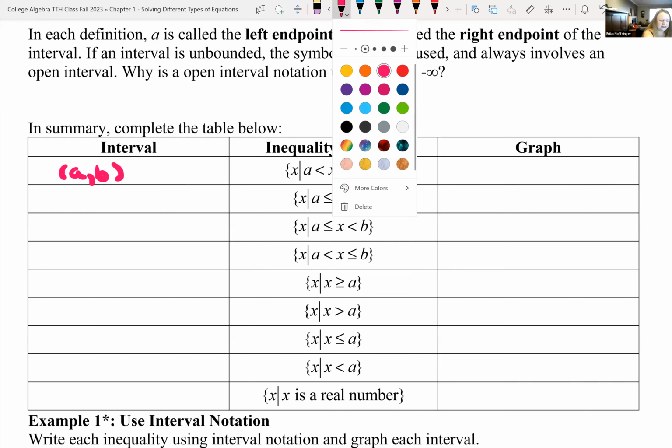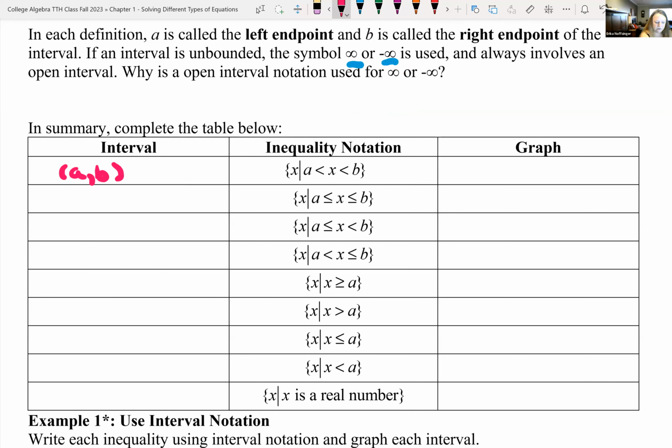If we're graphing this on the number line, this is including all the x values ranging from A to B, but not including them. Since we're not including them, we're going to put parentheses, and we're going to shade everything that's in between. Any number that falls in between those two values, A and B, is part of our solution set.